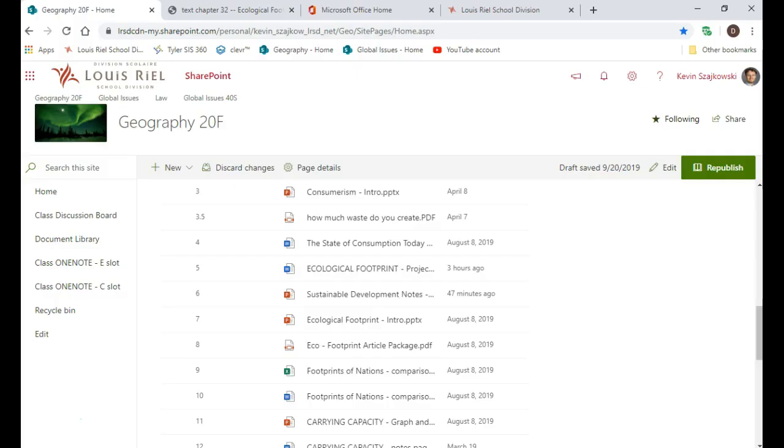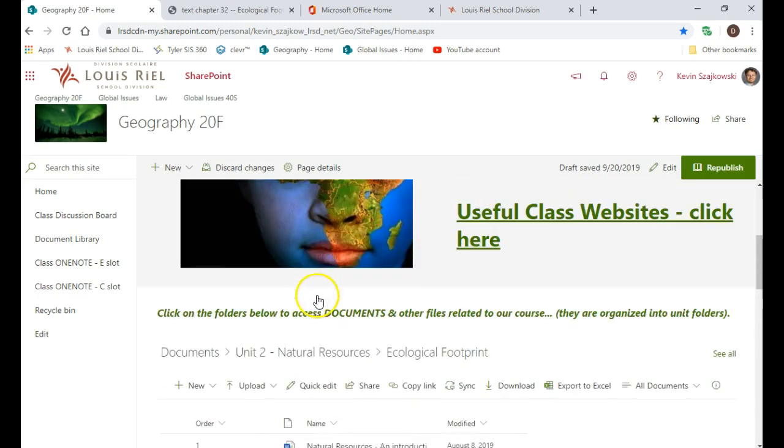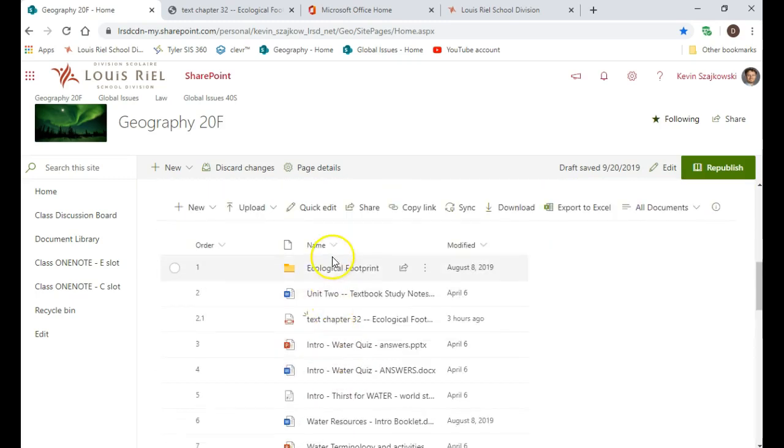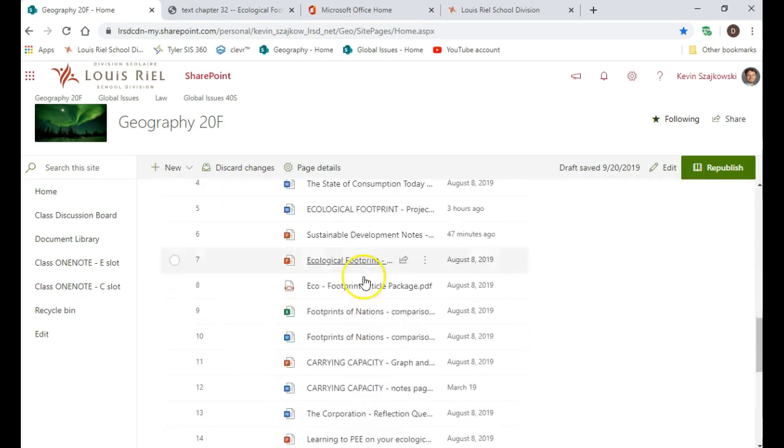Okay, and again, all of the items that I've been talking about lately are all inside the folder called the Ecological Footprint, which is inside your Unit 2 folder. Okay, and so we're starting to work our way down here. We're already at item number 8.